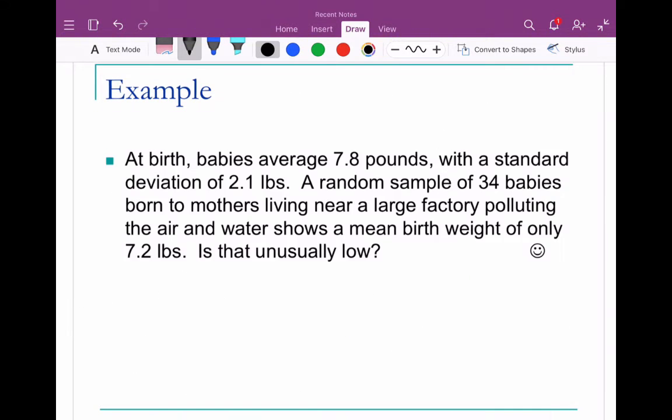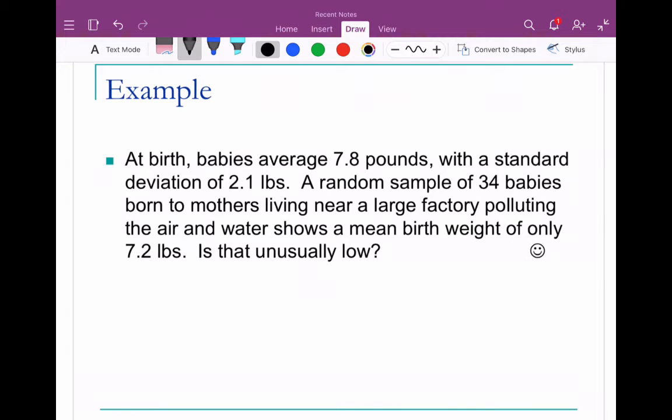So the next time you get on a crowded elevator, you can feel pretty comfortable that it's going to be okay. Our third and last example today says, at birth, babies average 7.8 pounds with a standard deviation of 2.1 pounds. A random sample of 34 babies born to mothers living near a large factory polluting the air and water shows a mean birth weight of only 7.2 pounds.